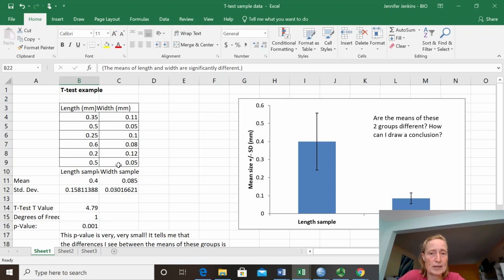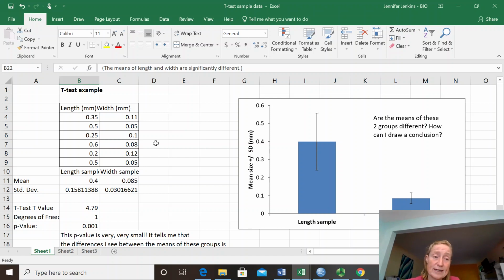Elodea is a small plant that lives in water that you might have in a fish tank. I thought it was interesting that the cells seem to be rectangle shaped, kind of long and skinny. I was interested in comparing the mean length to the mean width to just get a feeling for, are these two groups different from each other? Are Elodea cells really actually longer than they are wide? Are they rectangle shaped, in other words?